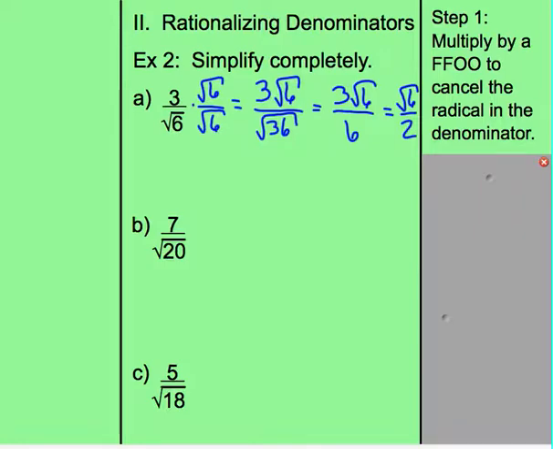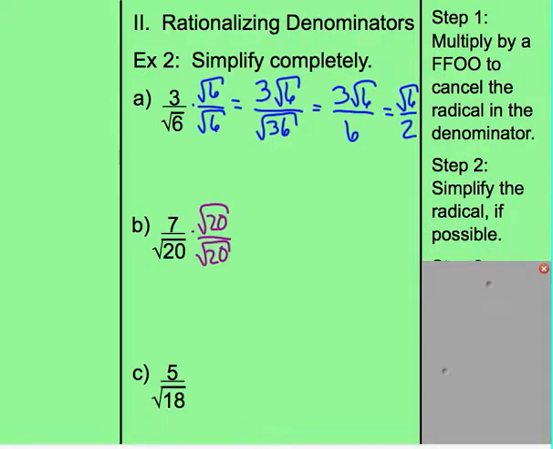Second example, 7 over the square root of 20. I'm going to multiply, sorry, I forgot my steps. So I'm going to multiply by the square root of 20 over the square root of 20. And I'll follow my steps this time. So I'm multiplying by a fancy form of 1 to cancel the radical in the denominator. That was my step 1. And then on part A, square root of 6 was already simplified. However, on this one, 20 is not simplified. So the perfect square factor of 20 is 4.